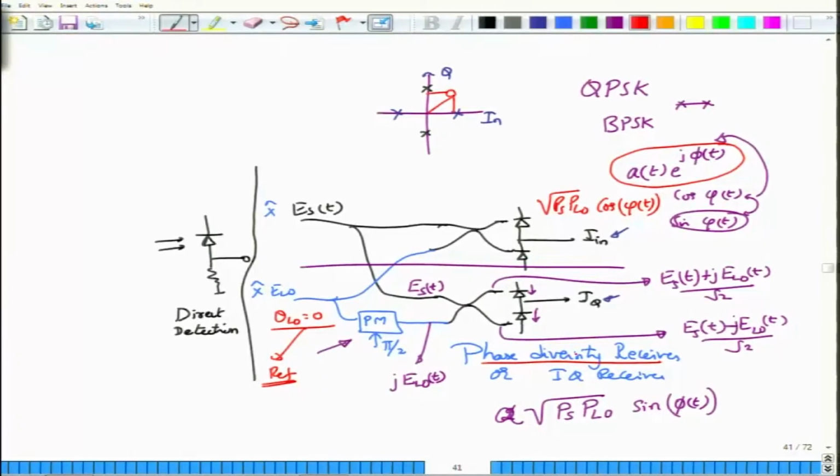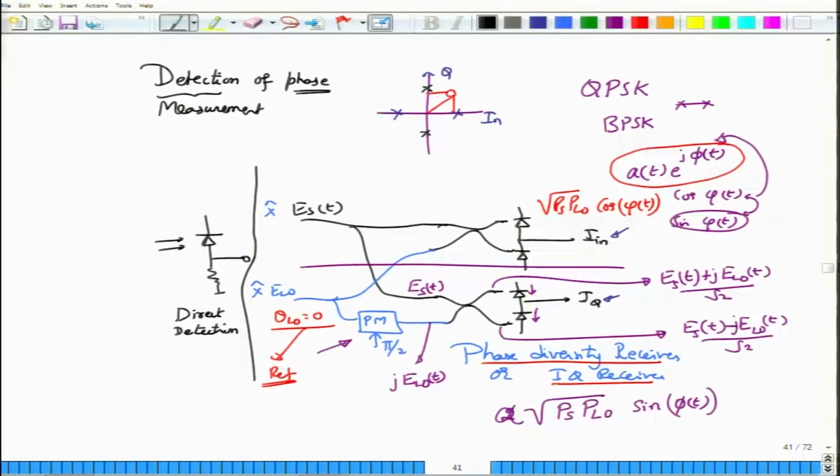This is diversity because there are two branches out there, and these two branches are receiving two different signals in the form of two different phases, and therefore this is called a phase diversity receiver, or sometimes called an IQ receiver. This is how you detect phase in the optical domain. So this entire slide can be titled detection of phase, or I should actually use the proper word: measurement of the phase of the optical signal.